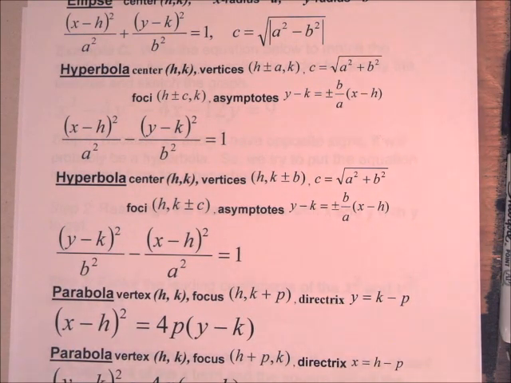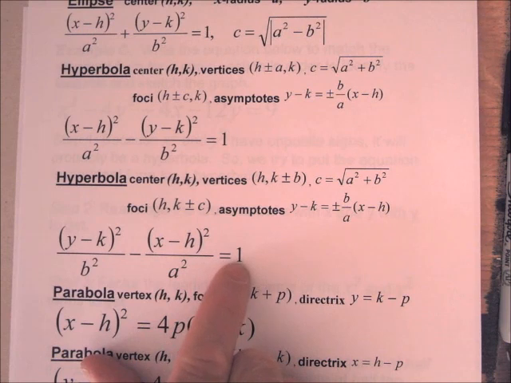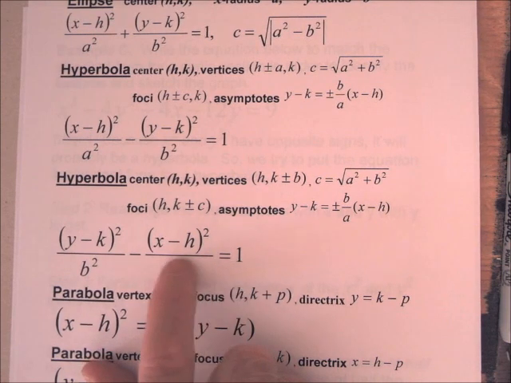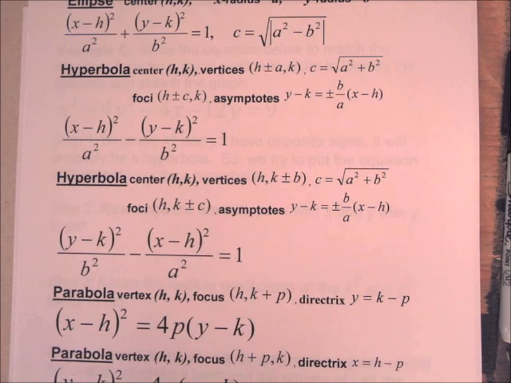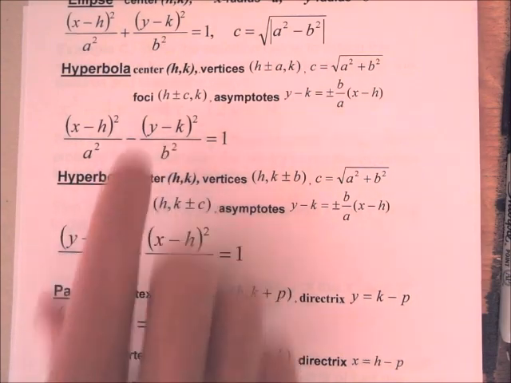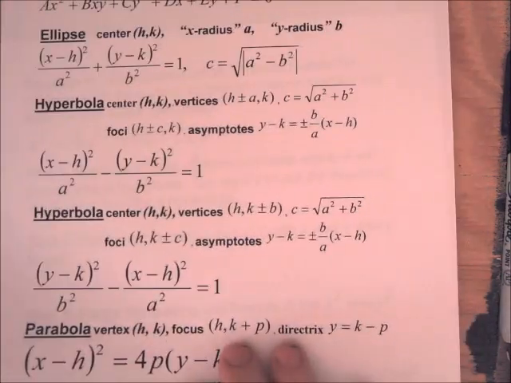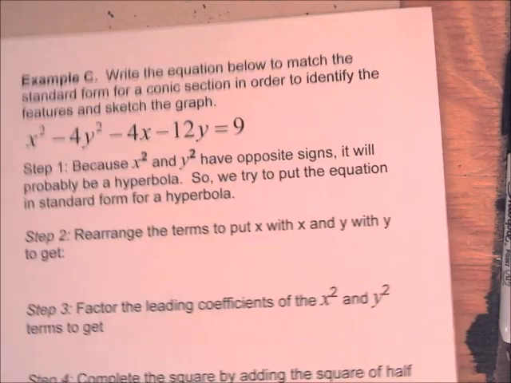If you try to put it in this form and you get equals 0, then it's going to be a pair of straight lines. And that's another example of a degenerate conic section. But most of the time, most of the examples, it'll come out to be a hyperbola. So anyway, we want to try to put it in this form here, in order to identify the features.